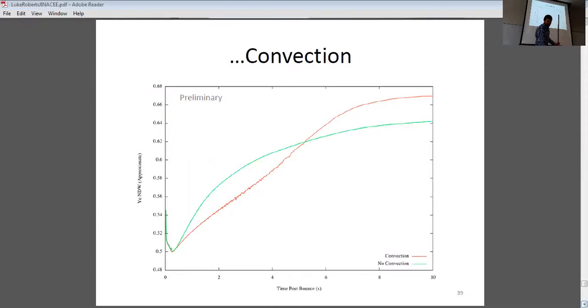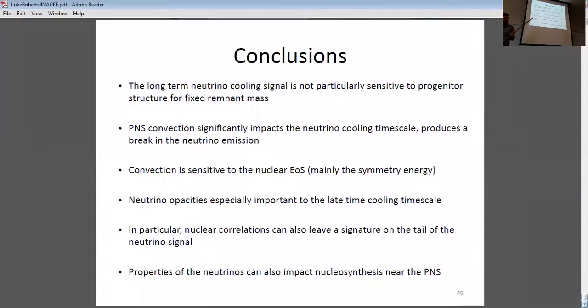So that was really all I wanted to talk about today. I just have some various conclusions. I told you how sensitive this was to the progenitor structure, and I told you it was not very sensitive. And I talked about proto-neutron star convection and how this convection might be sensitive to the nuclear equation of state.